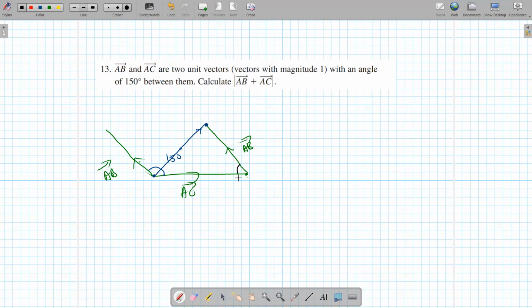2 points. What is this angle? Is this 150? No. What is it? They are the supplementary angles of a parallelogram. They add up to something. Is it 30? It is 30, yes. So that's 30. We know this is 1 unit. We know this is 1 unit. We're looking for the resultant vector up here, AB plus AC. It's not a hypotenuse, so we shouldn't call it the hypotenuse.